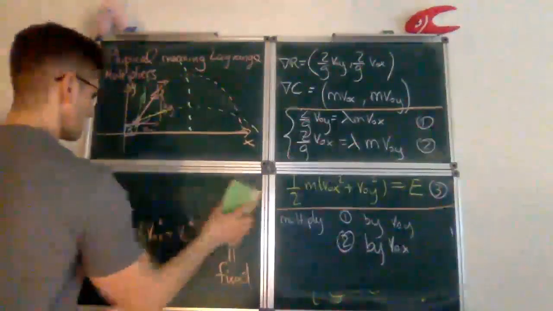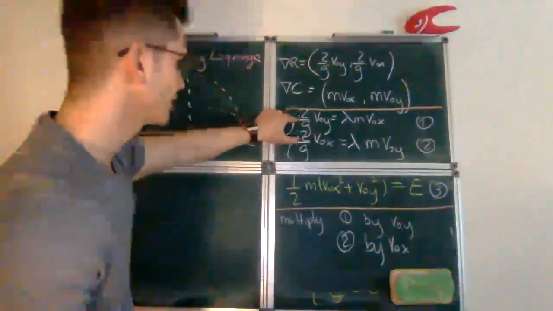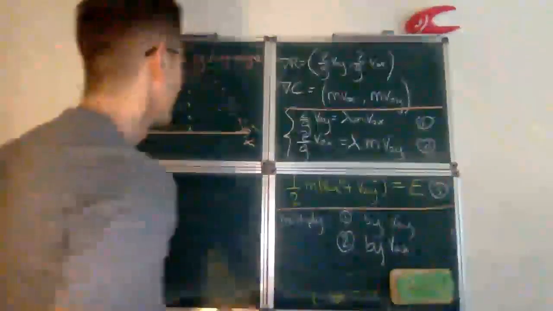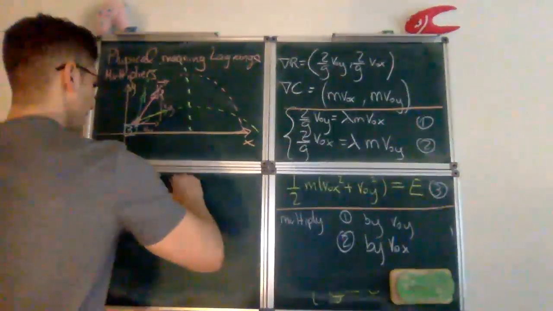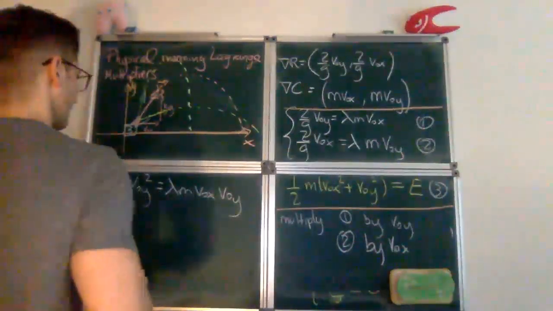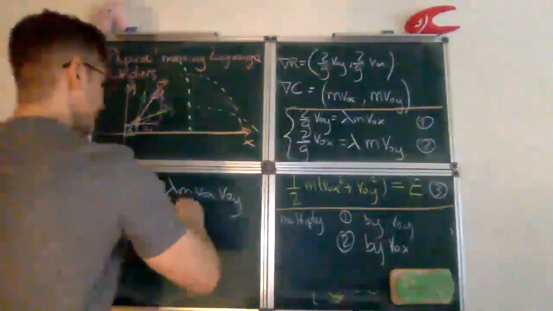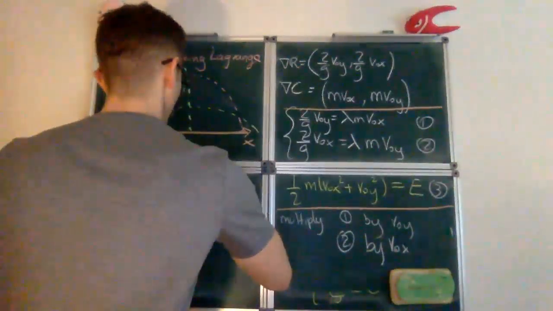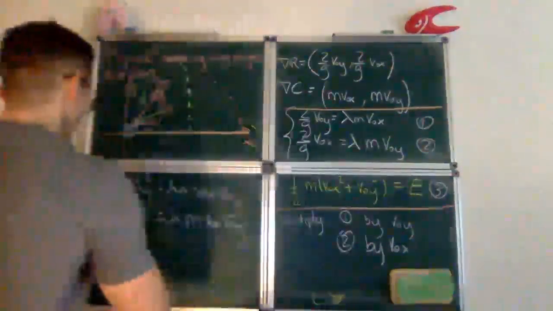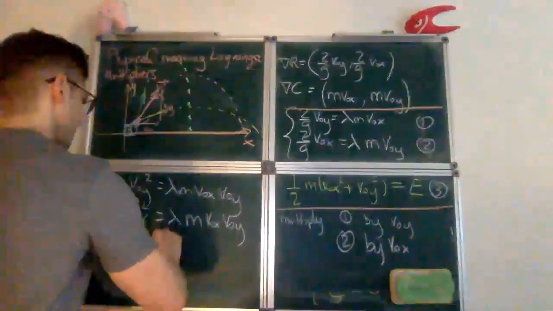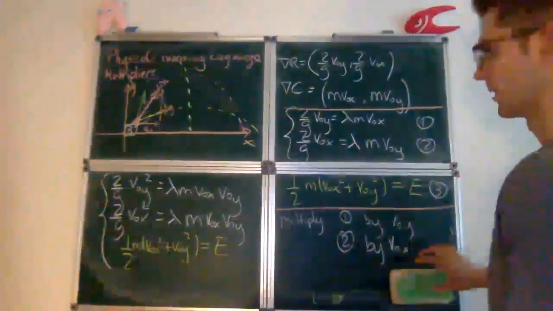And if you do that, you end up with the system I really want to work with, which is the following. When you multiply the first equation by v naught y, you get 2 over g v naught y squared equals lambda m v naught x v naught y. When you multiply the second by v naught x, you get 2 over g v naught x squared equals lambda m v naught x v naught y. And the last equation, which continues to be the constraint equation, is just that 1/2 m times v naught x squared plus v naught y squared equals E. So we need to solve this system.